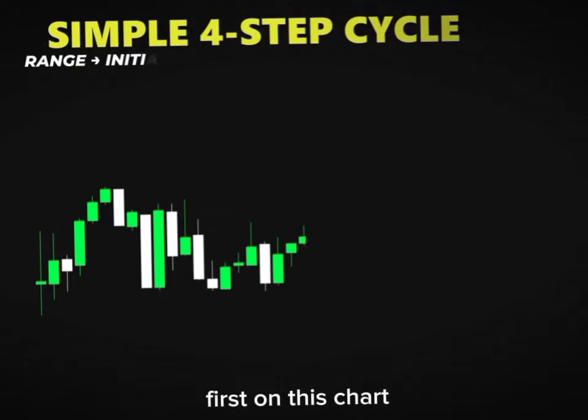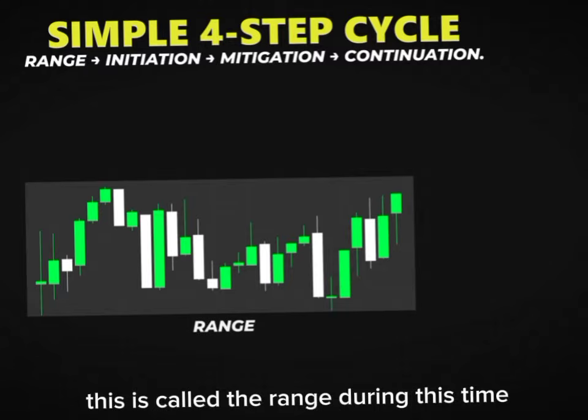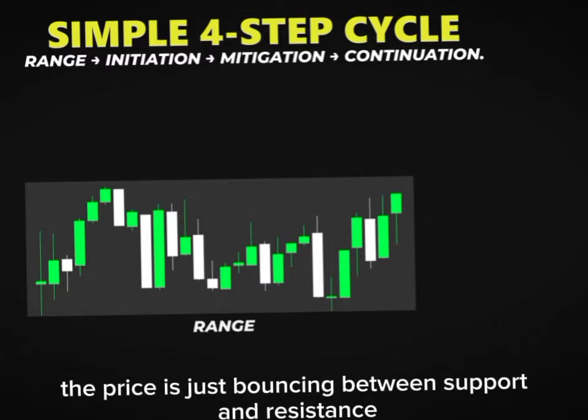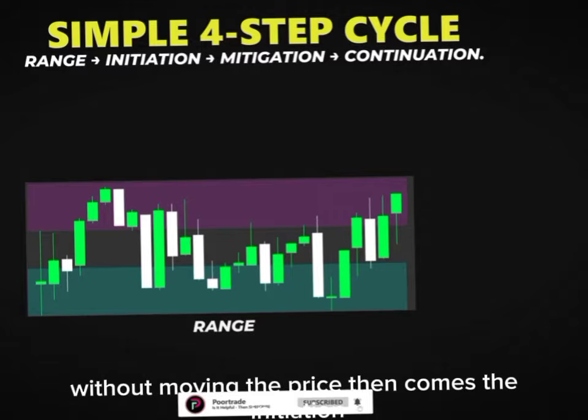First, on this chart, you'll notice the price moving sideways. This is called the range. During this time, there's not much movement. The price is just bouncing between support and resistance. But behind the scenes, big traders are quietly setting up their buy positions without moving the price.